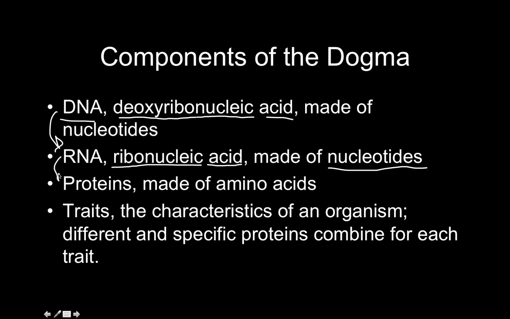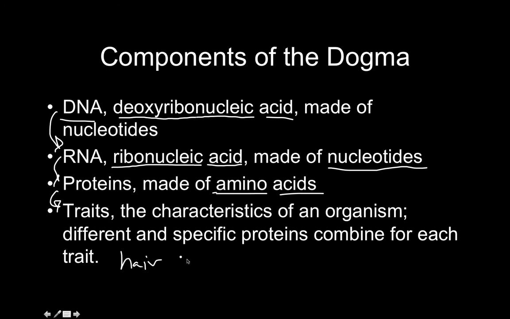Proteins is what we're trying to make here, and proteins are made of small subunits called amino acids. And then the proteins come together to make our traits. Traits are the characteristics of an organism. And I know that sounds very scientific and kind of lame, but ultimately, different and specific proteins combine for each trait. These are what we see for the most part.